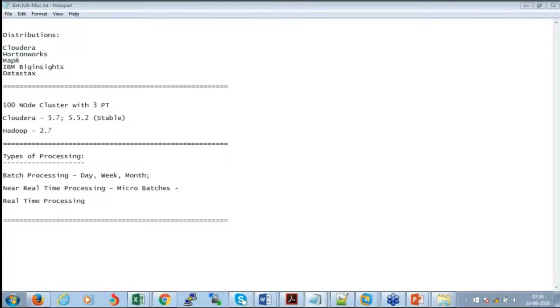Okay. So now that you understood the types of processing available, I spoke about the distributions, the size of the cluster, and the type of processing. Now, let me tell you one real-time example of how this processing can improve your business.